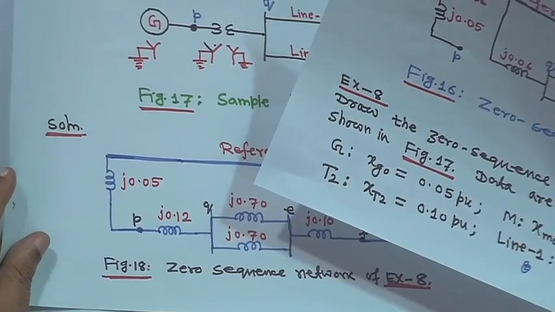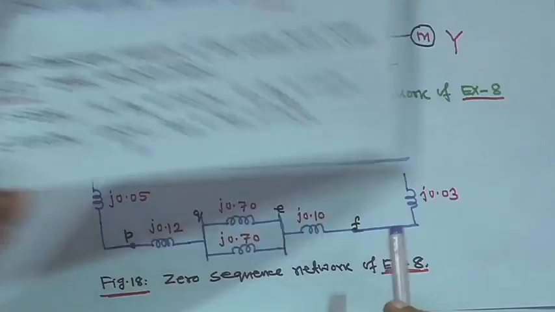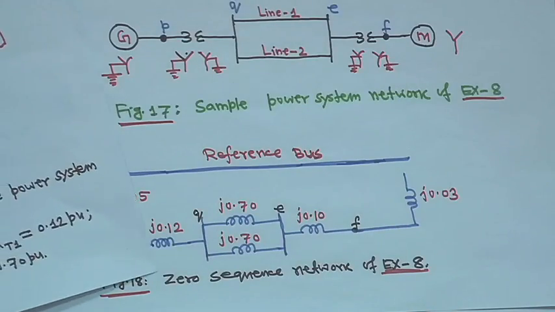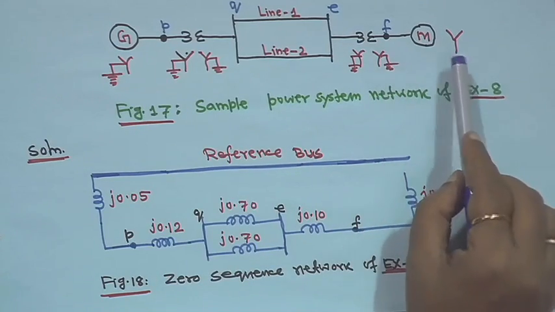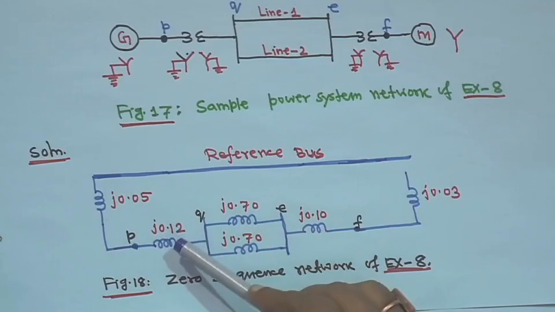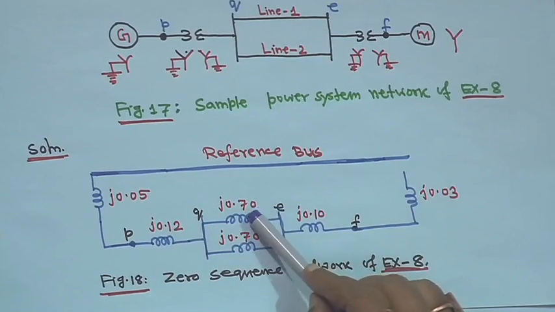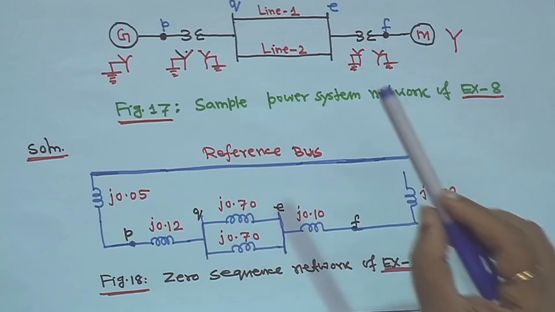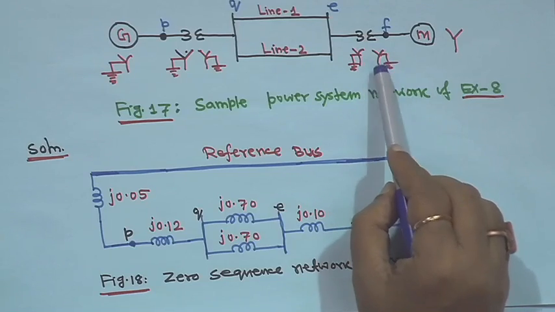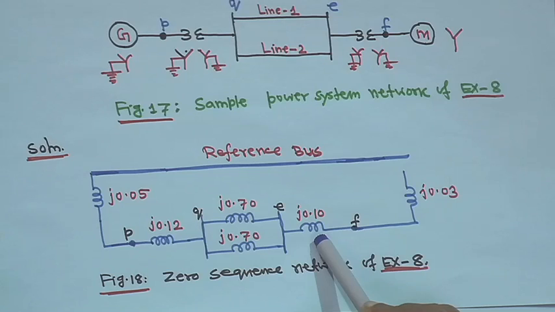Let me see whether Zn is given or not. No, it is not given, and for transformer 1 it is 0.12 per unit. In this diagram all are star-star connections, all star grounded except the motor. Start from the reference bus, this is transformer T1, then this double circuit line, both J 0.70, J 0.70. Then this is also star-star, and for this transformer it is 0.10.